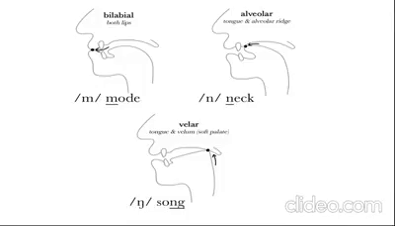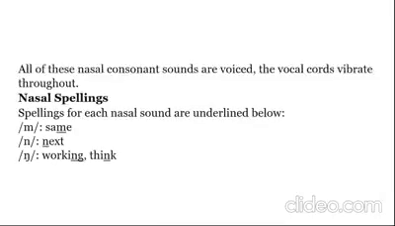The next is na. Here it is an alveolar sound where the tongue and alveolar ridge are involved. The word for na is neck. Then engma. Engma is the velar sound where the tongue and velum, especially the soft palate, are used. The word for engma is song. All of these nasal consonant sounds are voiced. The vocal cords vibrate throughout. Nasal spellings. Spellings for each nasal sound are underlined below. Ma: same. Na: next. Engma: working, thing.